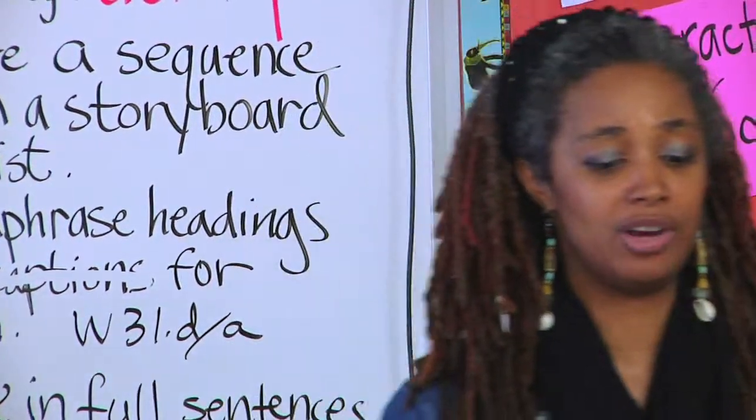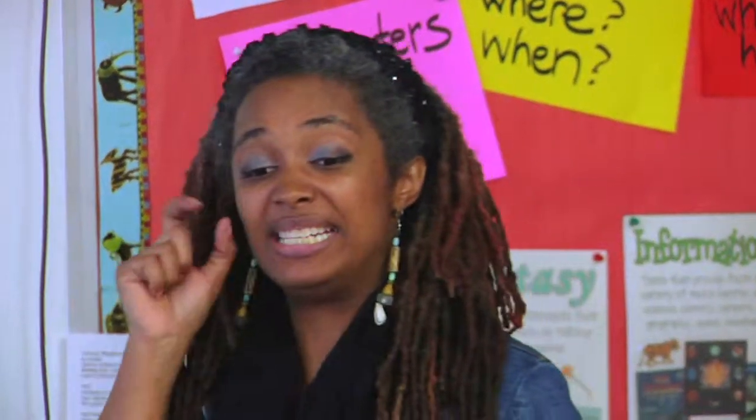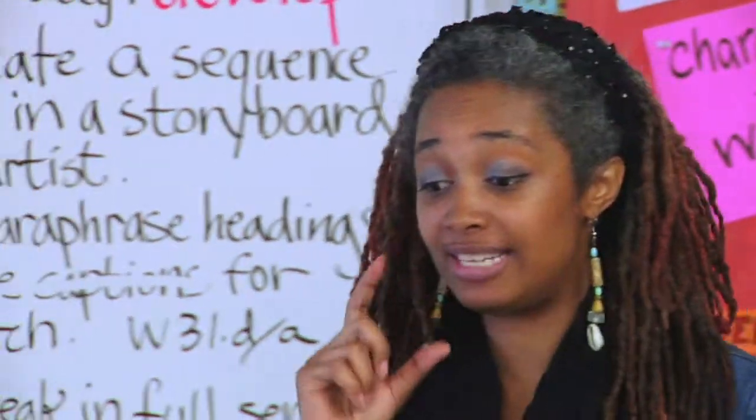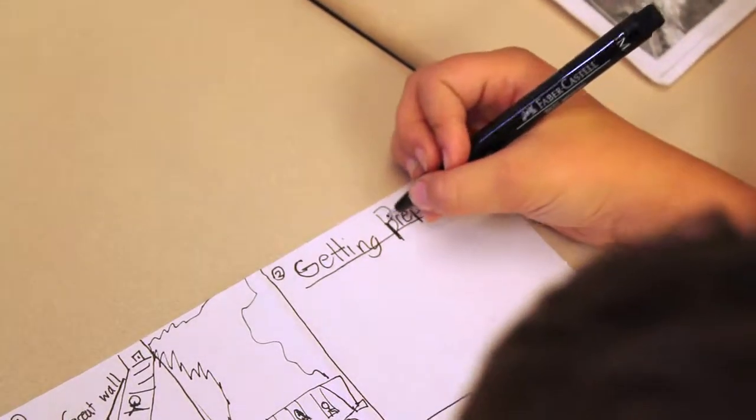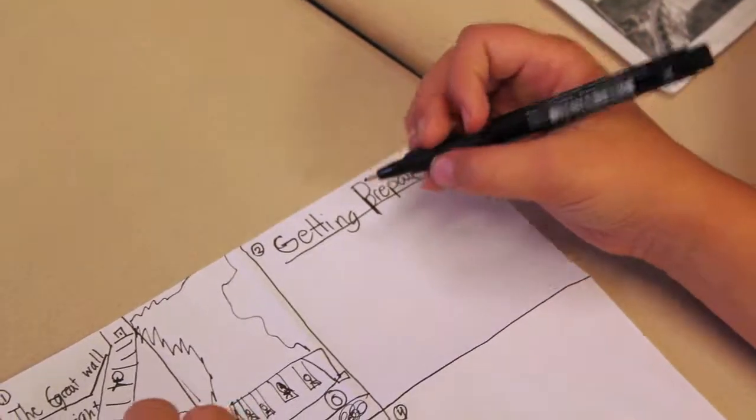How many boxes do we have in our storyboard? Six. So we're going to sketch out six events that take place in the text that we're reading, okay? So that's going to be how we build our storyboard.